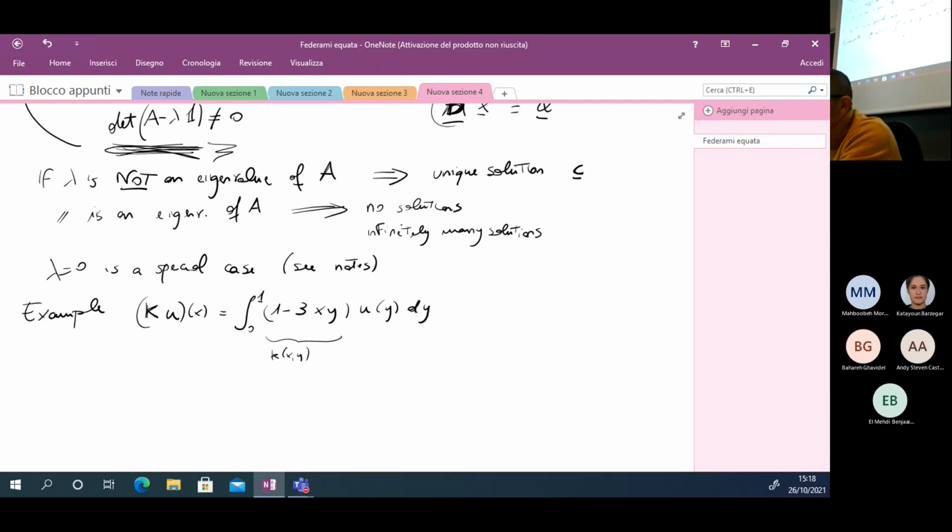Alpha 1, beta 1 equal to 1. Alpha 2 equal to x, and beta 2 equal to 1. And there is a 3, either in alpha 2 or beta 2. I put it in alpha 2 because that's where I have it in my notes. So basically this is separated in this way.